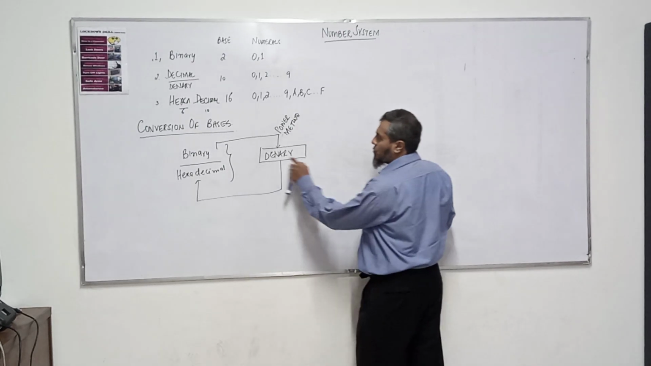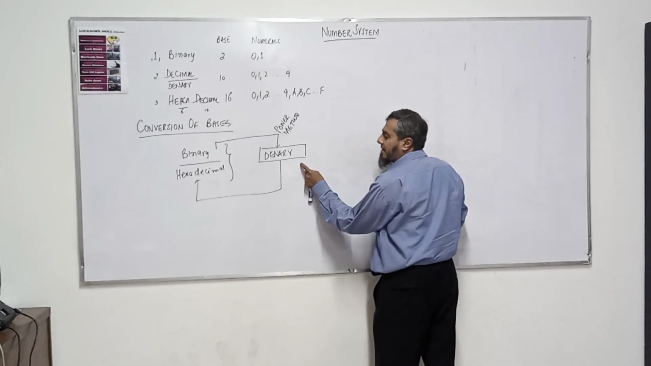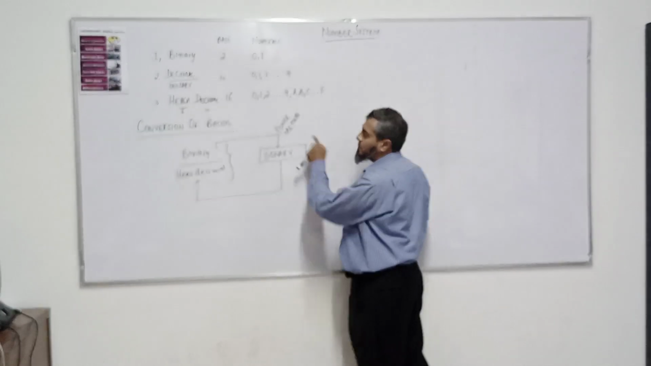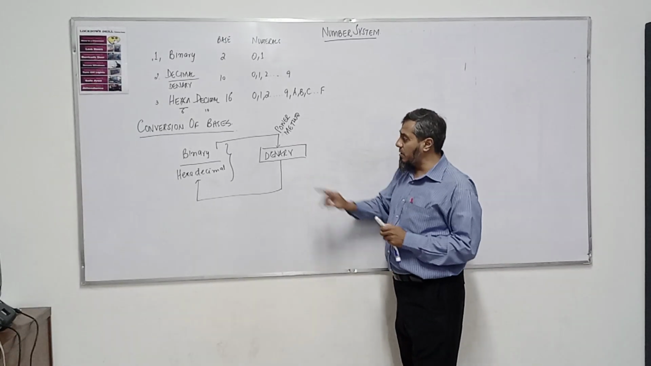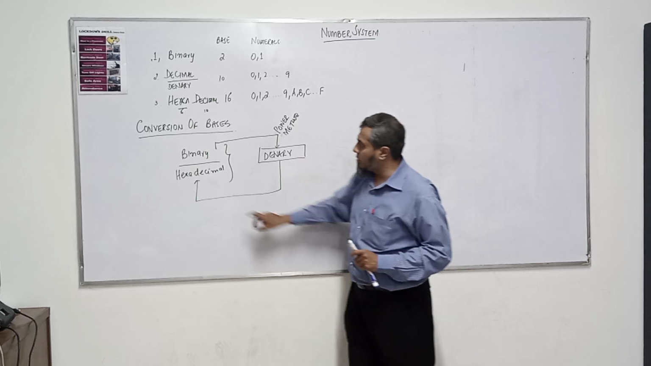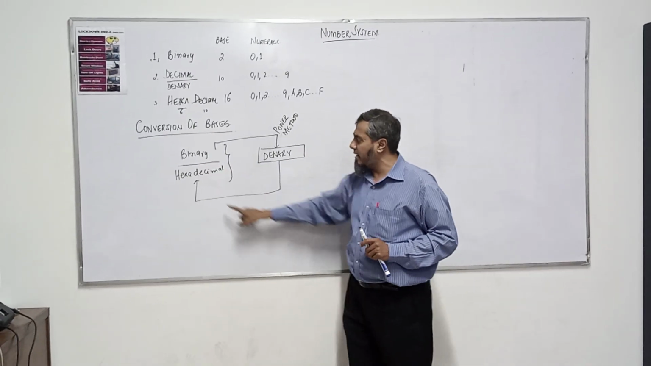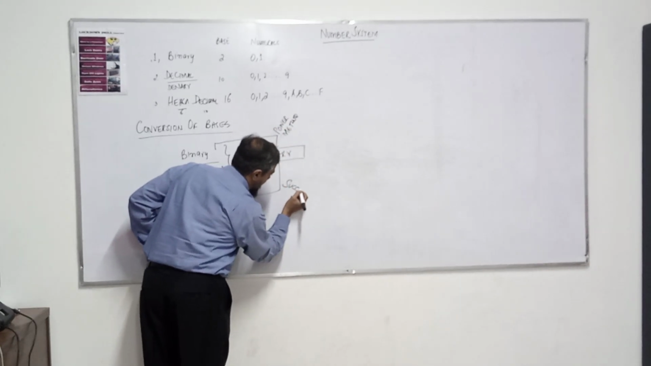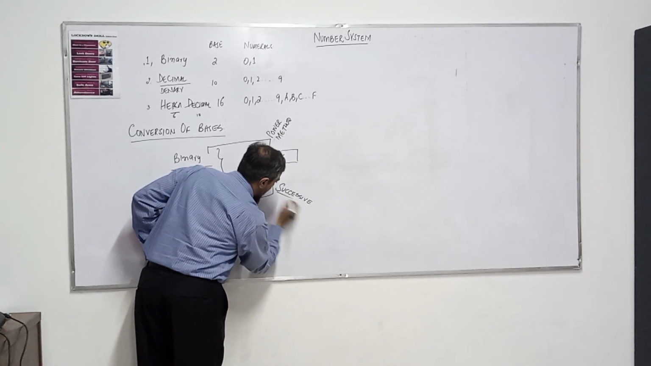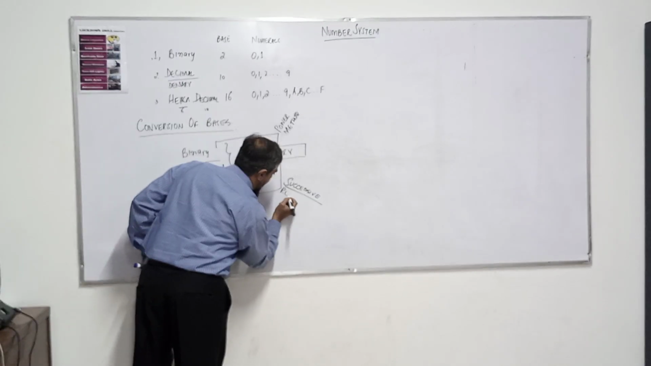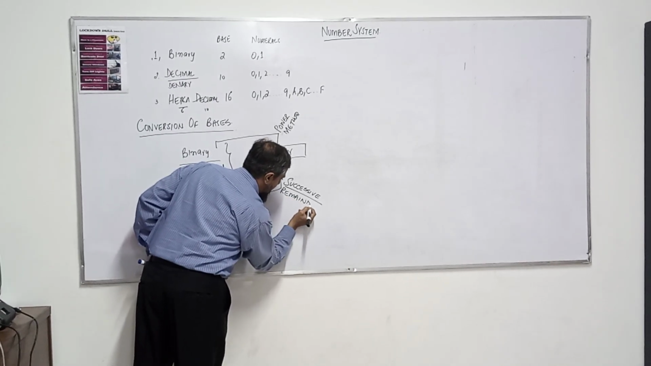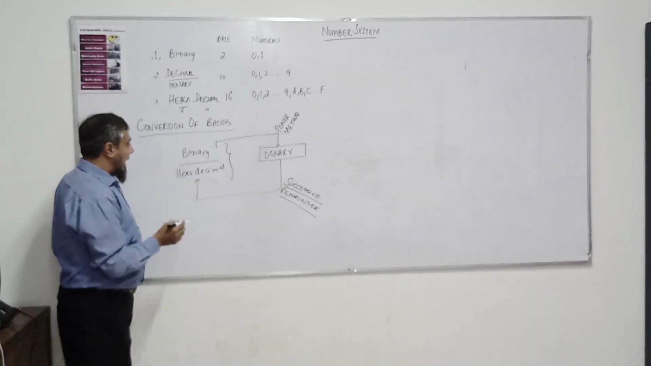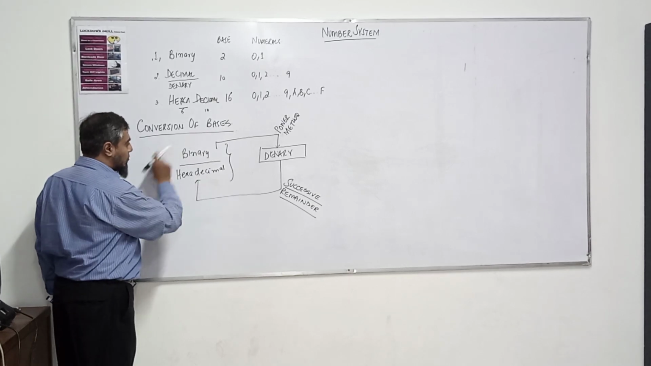So the first is the power method. The power method will be used if you want to convert from binary to denary or hexadecimal to denary. Or if the value is given in denary and you want to convert to either binary or hexadecimal, then you will use the successive method. This is also called the remainder method.